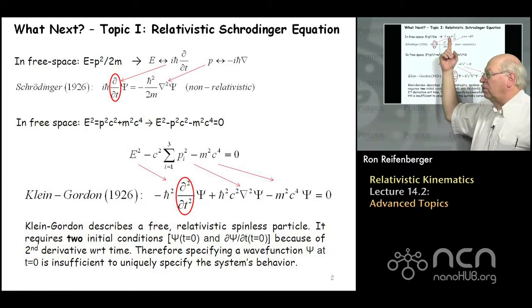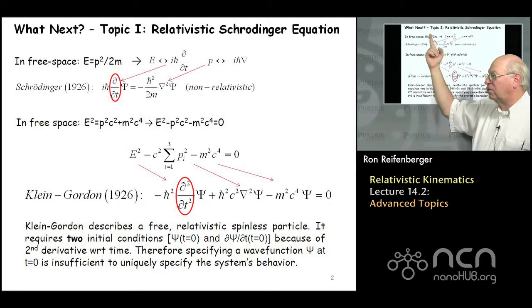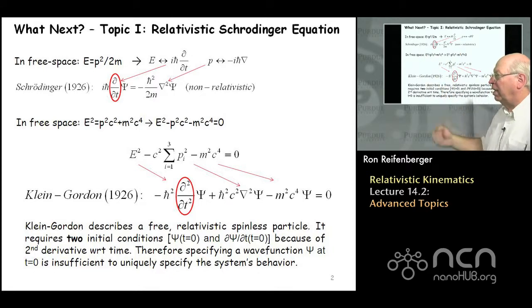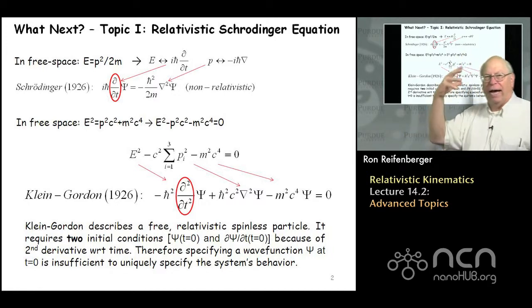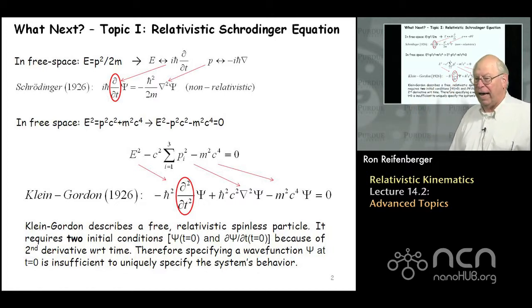And what Schrodinger did in 1926 is he took these operators and wrote this classical particle description for energy in terms of these quantum operators, and you end up with the non-relativistic Schrodinger equation in free space. Okay? So, how is this modified when you try to take into account relativity and relativistic effects?